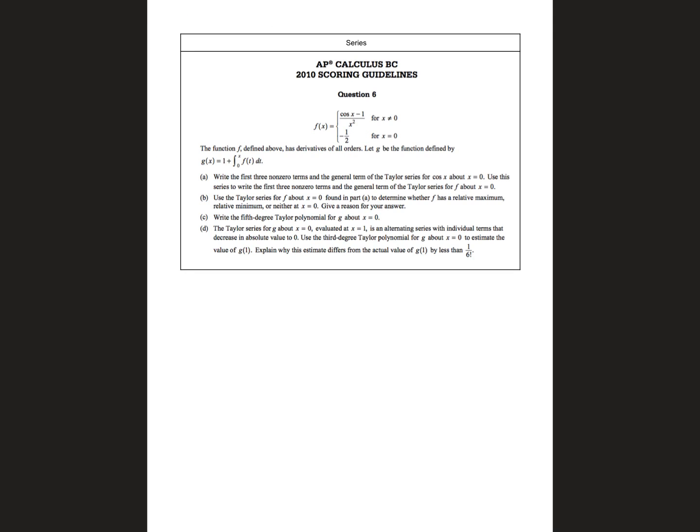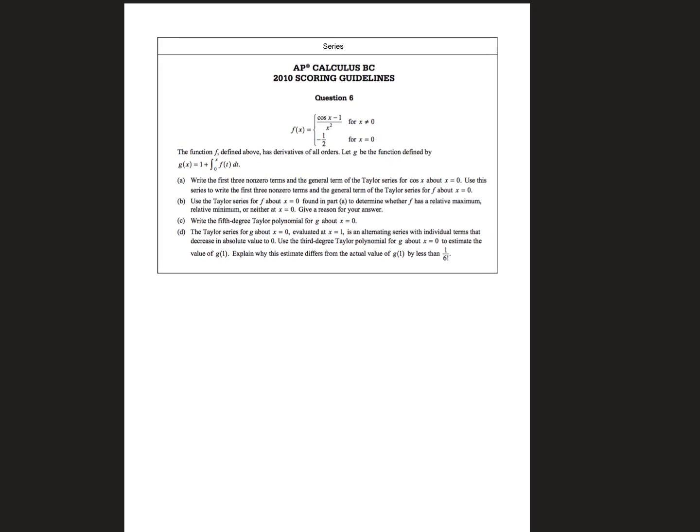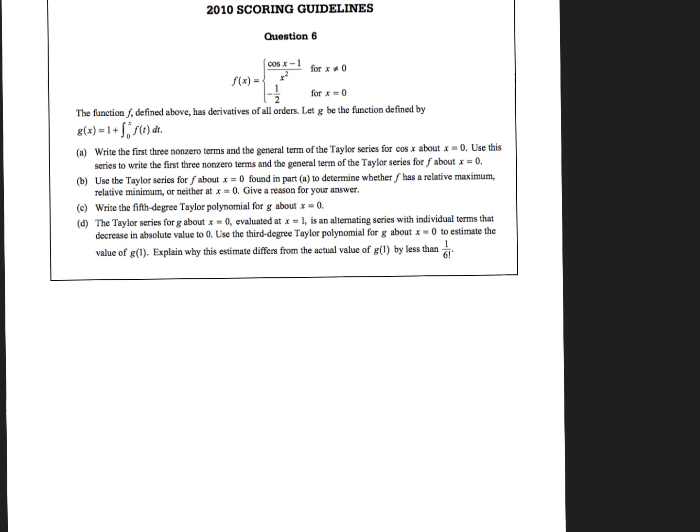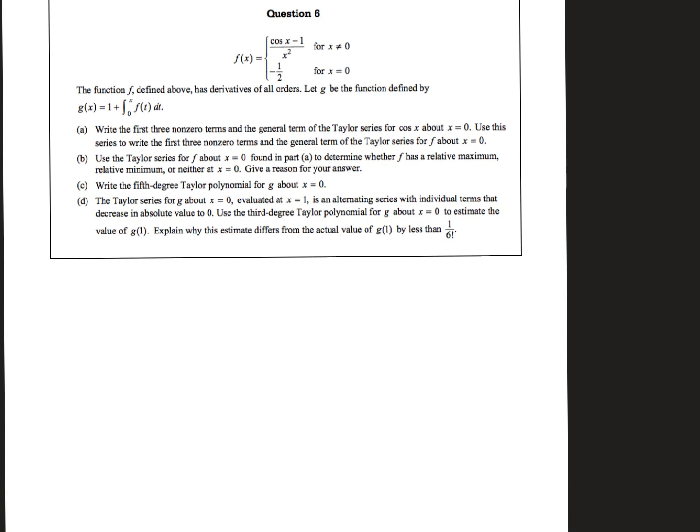All right, another series one. Okay, we can do this. Let's zoom in again. So that looks a little scary. You got cosine x minus 1 over x squared, then this negative 1/2. And g is the integral of that, plus 1, okay? That sounds a little scary, but let's read what we have to do.